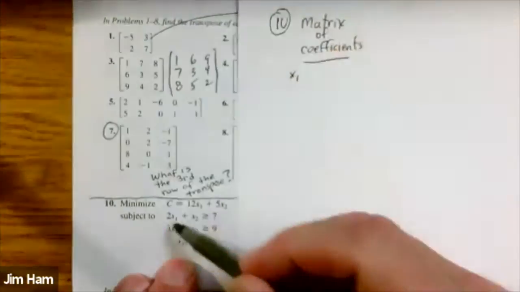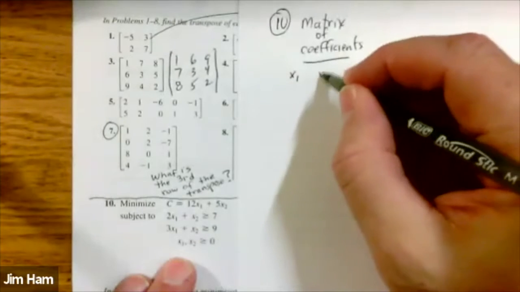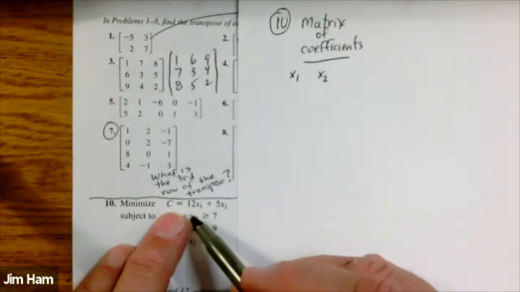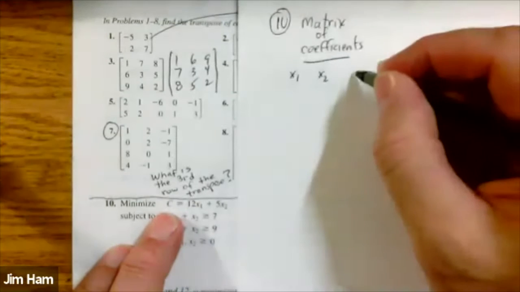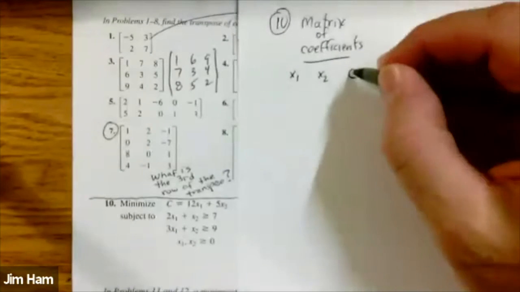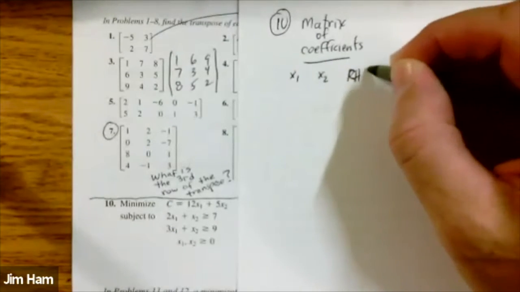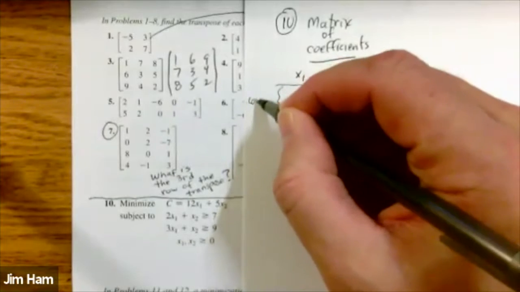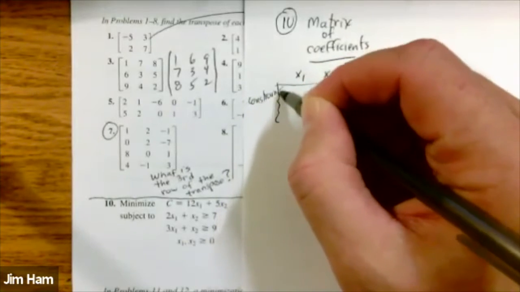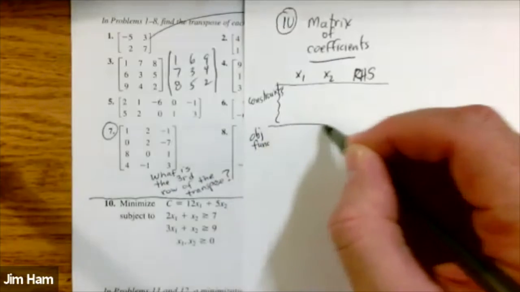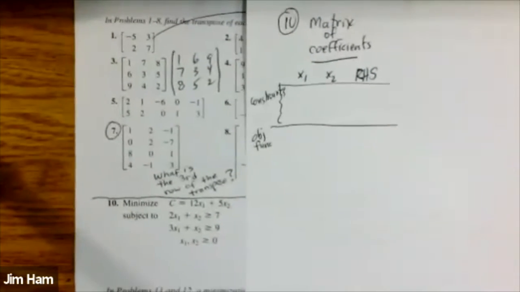Notice that we have an x1, we have an x2, no other x's, but then we have this variable c. Now, we usually write c. I guess I'm not going to put c here. I'm going to put right-hand side instead. Now, you're going to list your constraints first, and then the objective function last. There's only going to be one objective function.